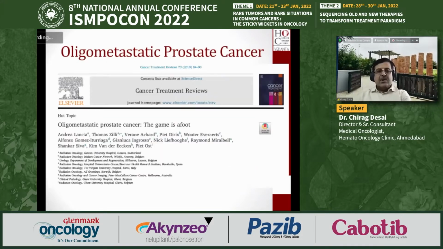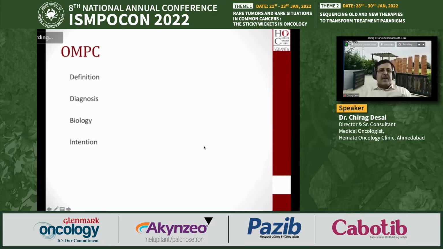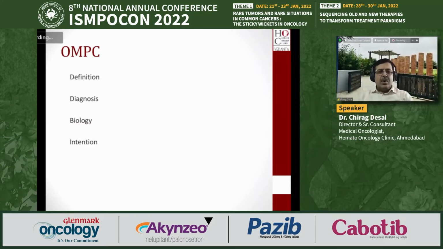If we look at the literature, this is an excellent article in 2019 in Cancer Treatment Reviews discussing various aspects of oligometastatic prostate cancer, and I have taken a couple of slides from this article. How to define OMPC? The definition really varies as per different authors and articles. But classically, it is up to 3 or up to 5 metastases, and all metastases should be amenable to local treatment, and that local treatment most often is radiation.